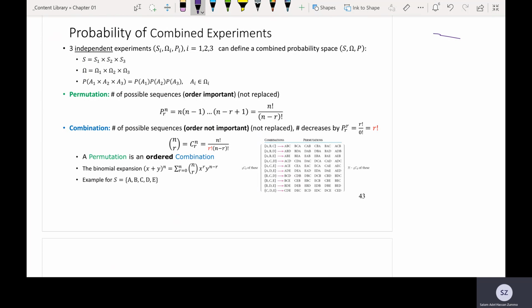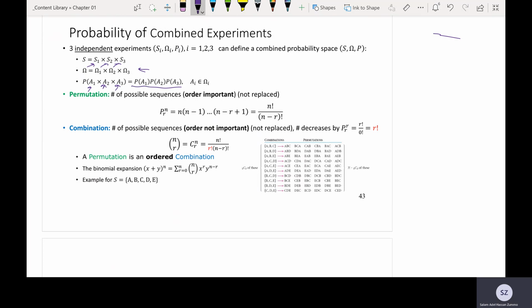So now let's find ways to calculate probabilities of events in combined experiments. Here we have 3 independent experiments with sample spaces S1, S2, S3. These are the event spaces, and these are the probabilities. So the probability of A1 Cartesian product with A2, A3 is the product of the probabilities.